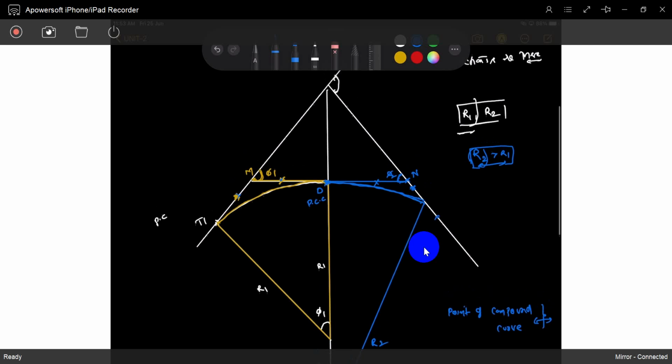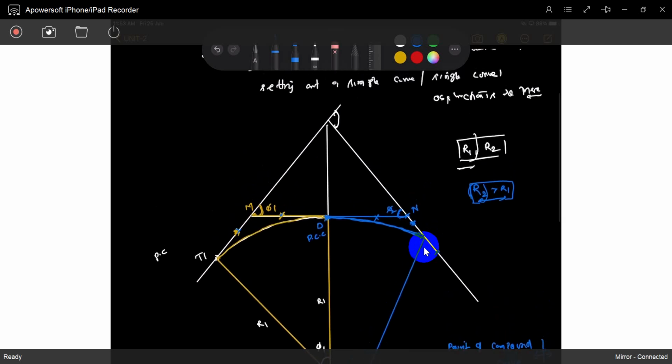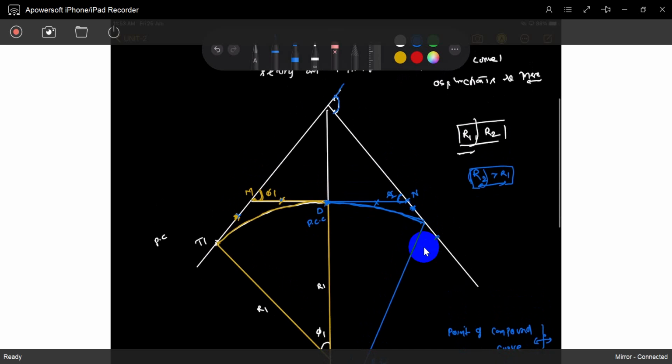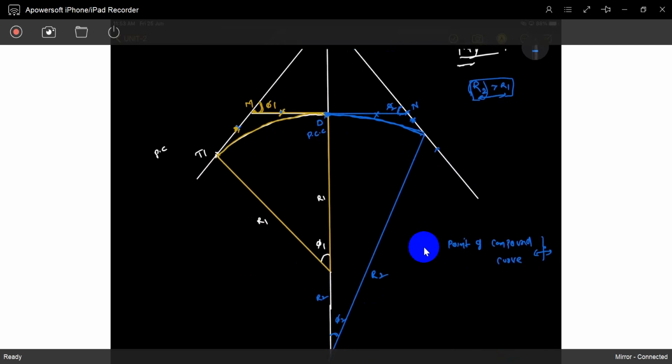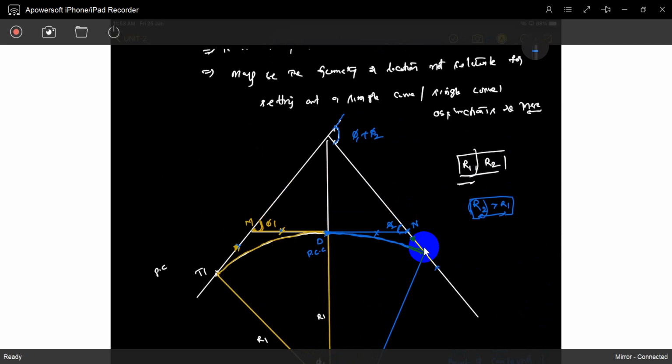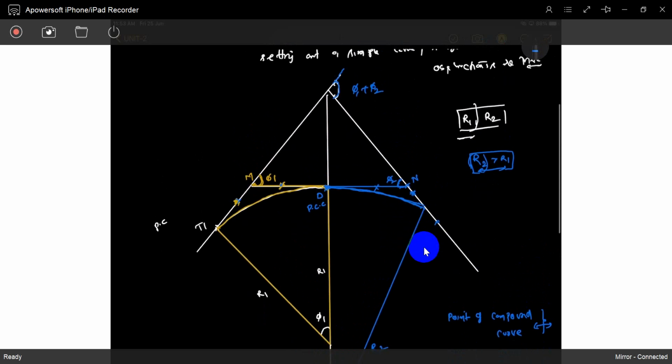Are you understood? So see, what is the deflection angle here in total? This is phi 1 plus phi 2. That's why the angle making at the center is phi 1 plus phi 2. Are you understood? Phi 1 plus phi 2. Okay? So that's it. See, these are the two simple curves.